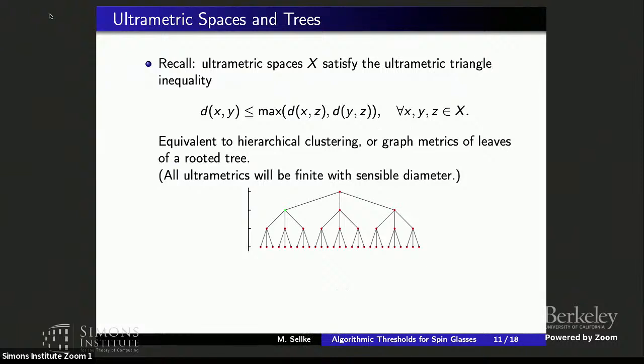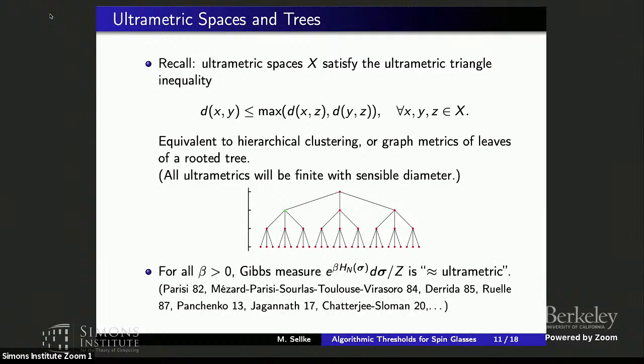Okay, so the core idea behind what we do is based around ultrametricity. Let me remind you what an ultrametric space is. An ultrametric is a stronger type of metric space that has to satisfy this ultrametric triangle inequality. Another way to think of it is that it's a hierarchical clustering, or you can just take a tree and look at the corresponding graph metric on the leaves.